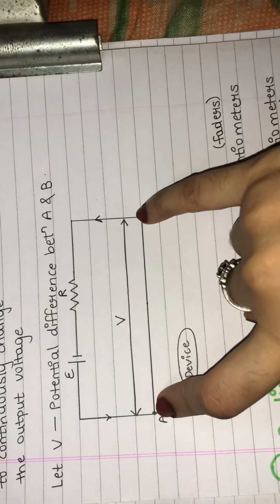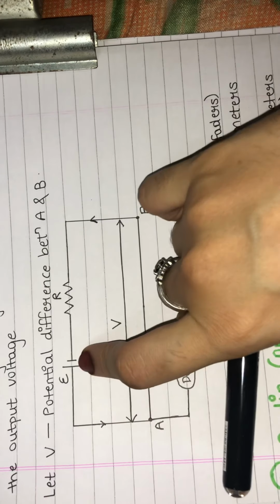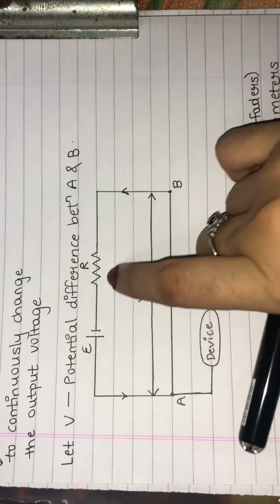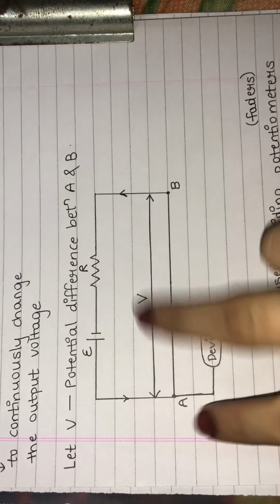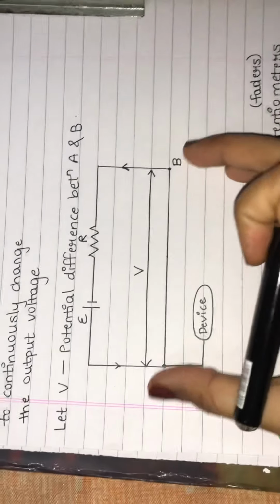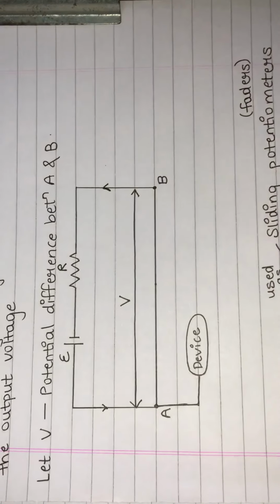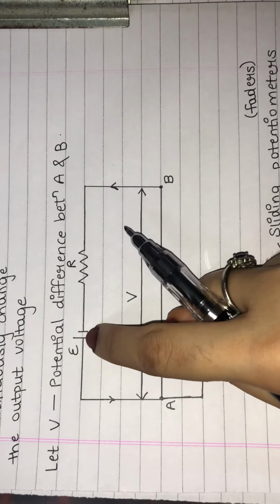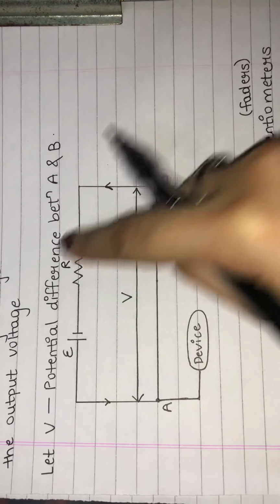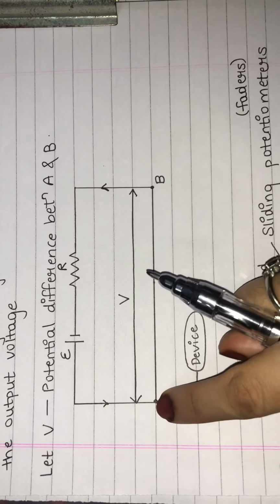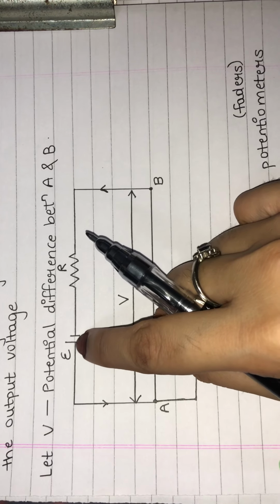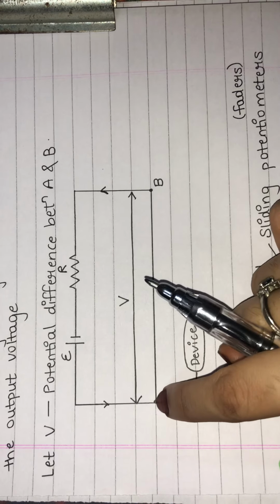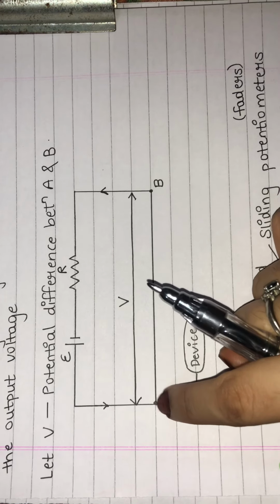Here AB is the potentiometer wire, and across AB we have a battery of EMF epsilon and a resistance R. Now V is the potential difference between the wire AB. Now see, this connection is done in such a way that A is at higher potential as compared to B. If you see from here, the positive end of the battery is connected to the A point of the wire.